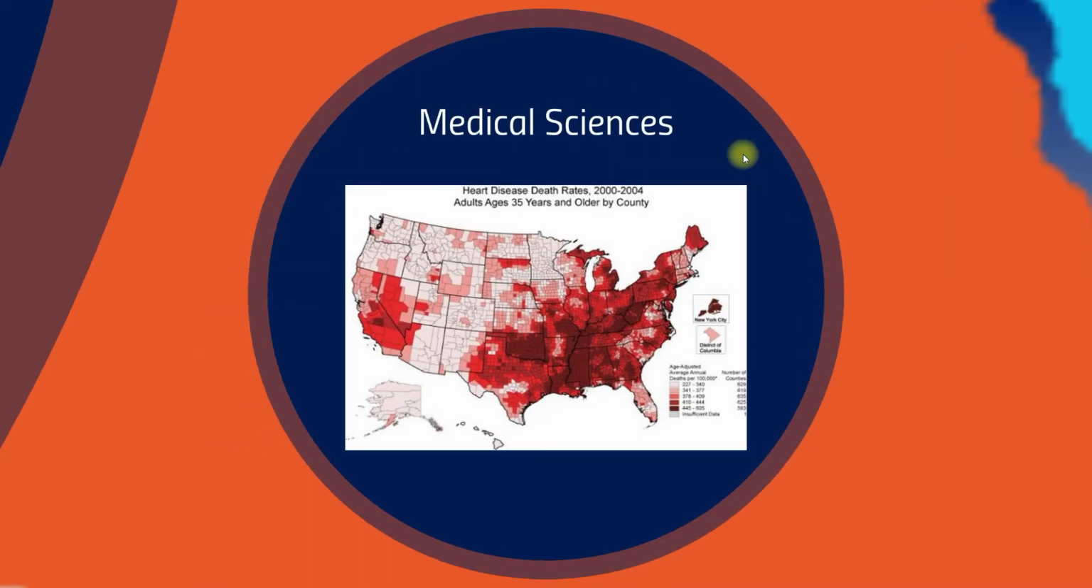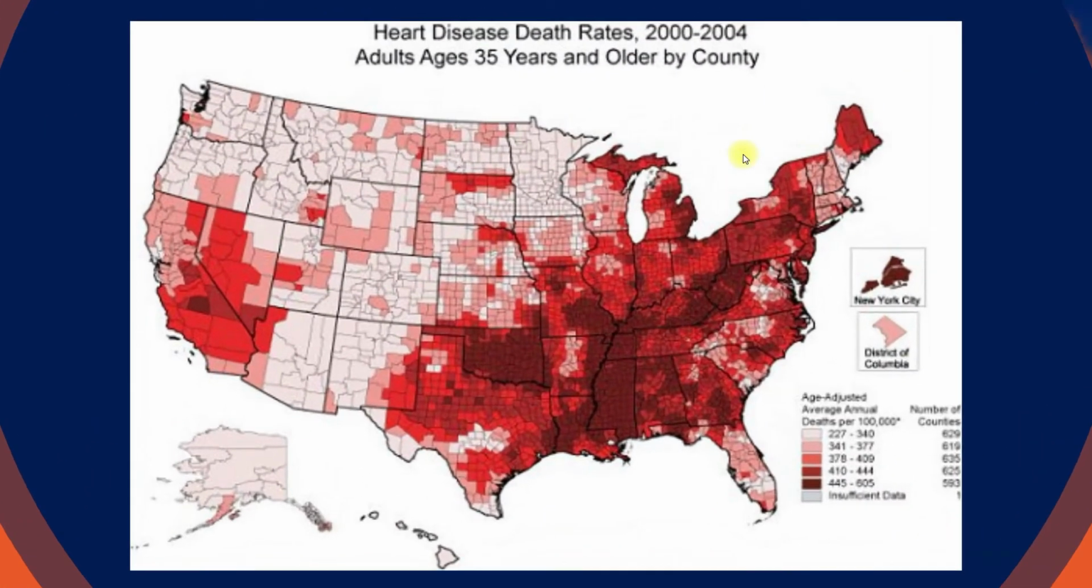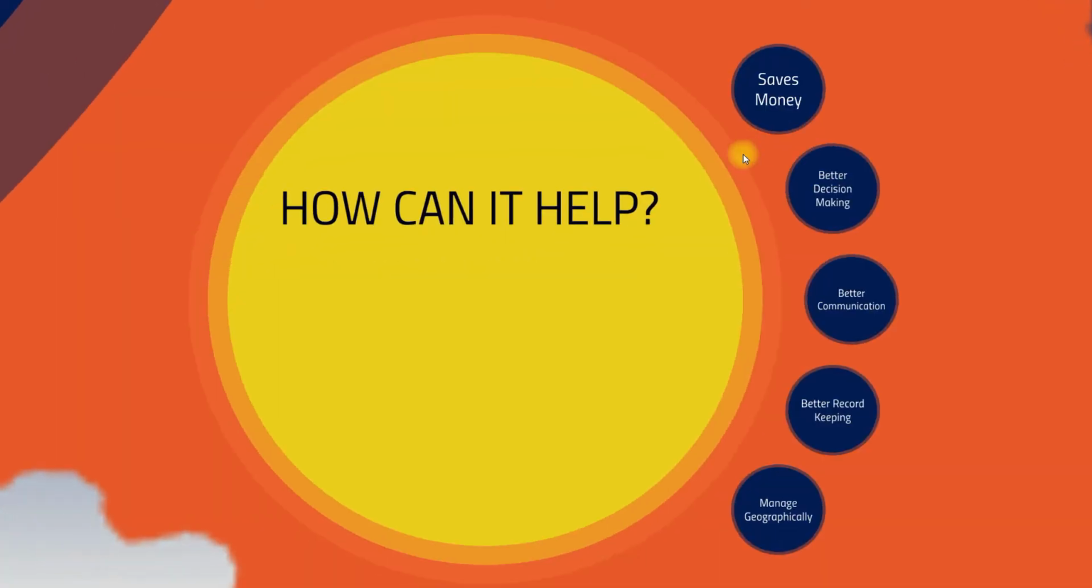And the other thing is medical science. Heart disease rates 2000 to 2004, adults ages 35 years and older, by country. So this can be used. These are very good things, that we can use all this data by visualizing it in the map, and it is very useful in the future. Okay, so this is the map.